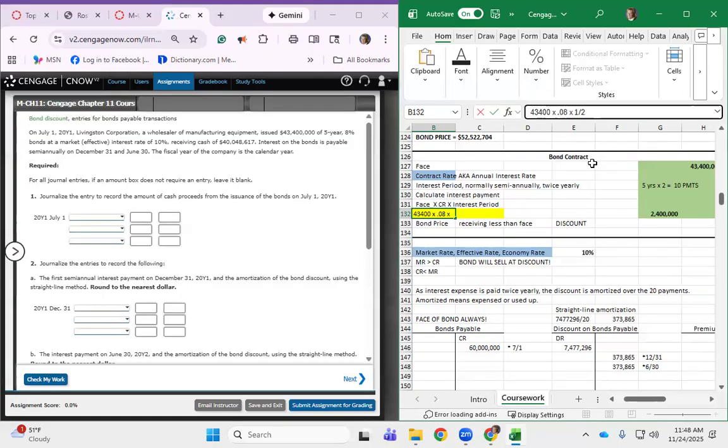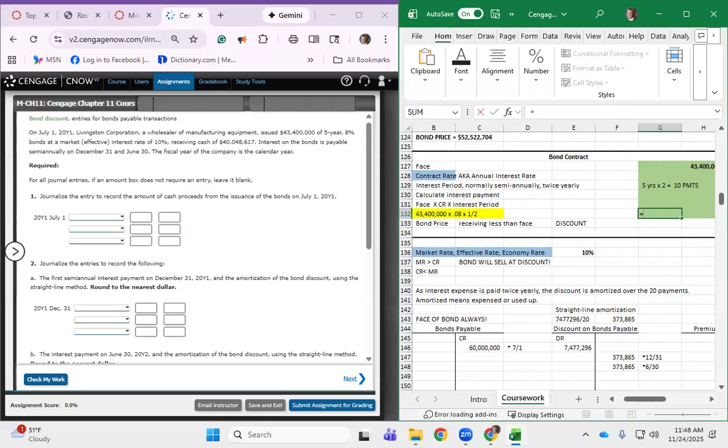43,400,000. Okay, let me put my commas in. My brain doesn't like to read numbers without commas. So times 1/2. So I want you to calculate. Mine is a pretty big interest rate.